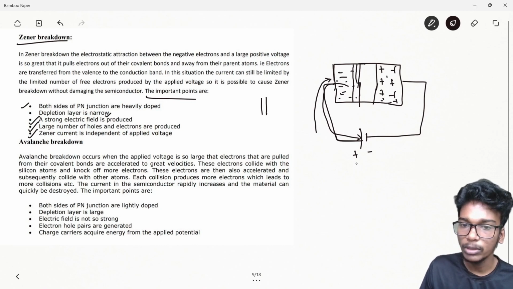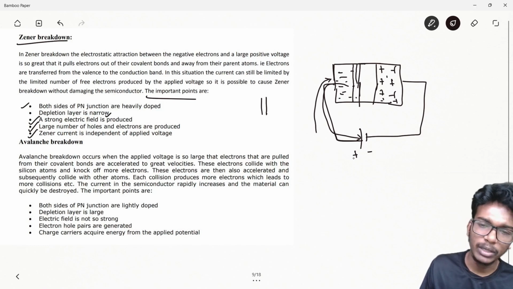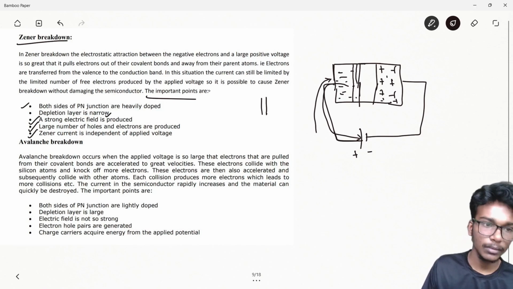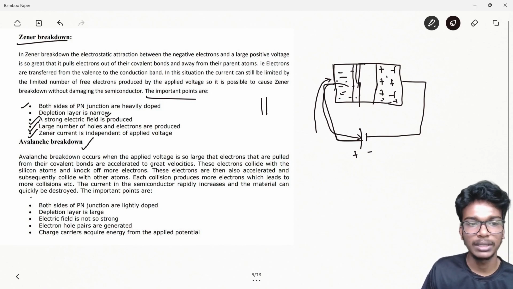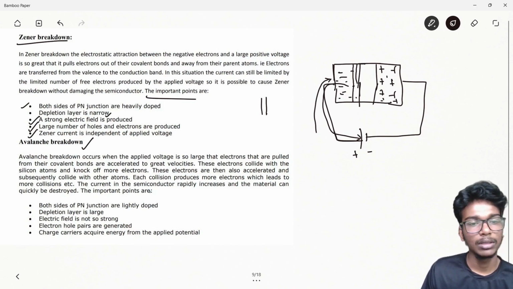Because it is at the positive terminal, the negative electrons will be attracted towards it. Whatever the voltage might be, even if it is a very low voltage, the electrons will be attracted towards it, and current will start flowing. Avalanche breakdown is what we discussed, impact breakdown. This is the whole theory regarding it.